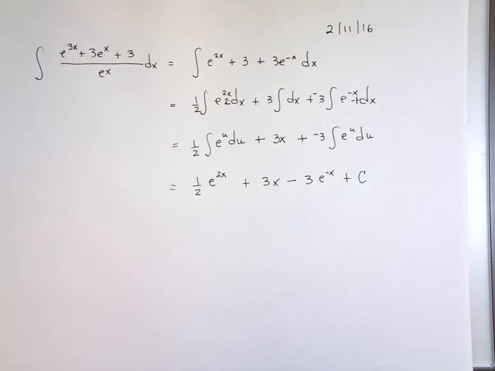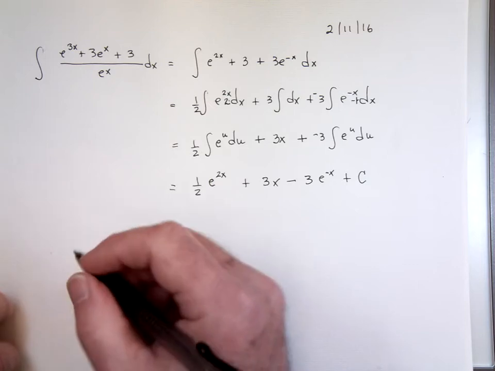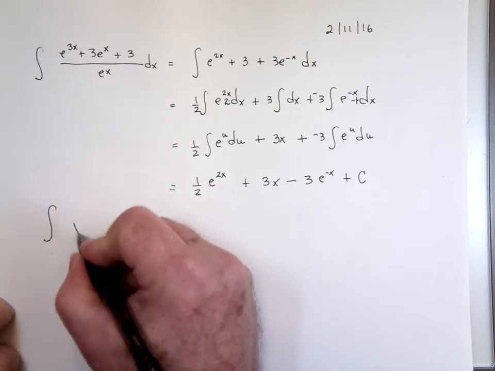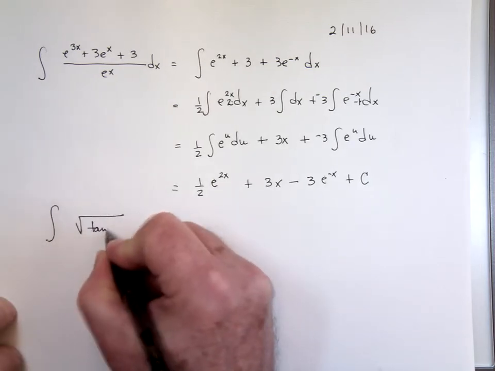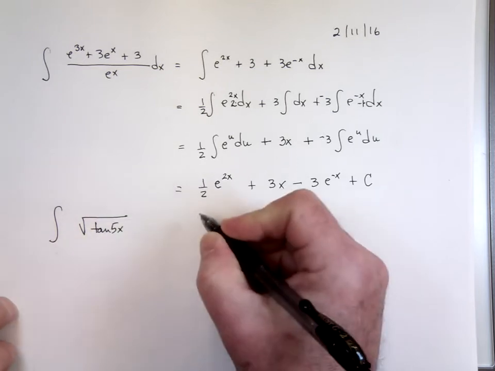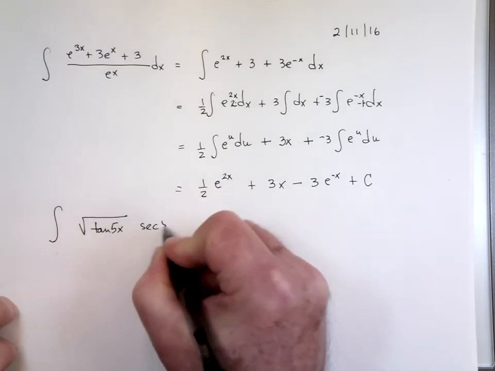Okay? Yes, Jim. Yeah, I got another one. Go ahead. It's the square root of tan 5x, times secant 5x squared.